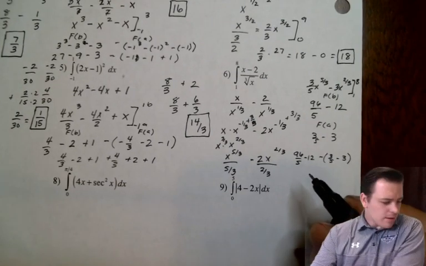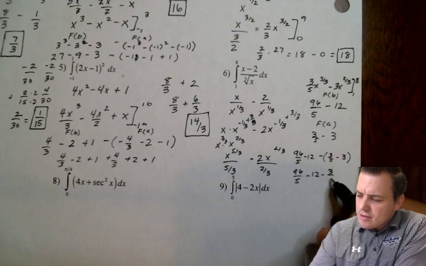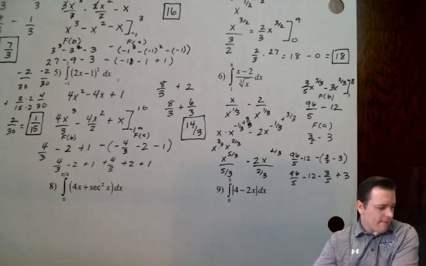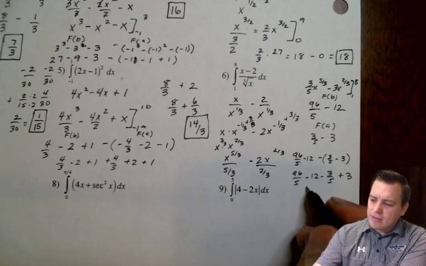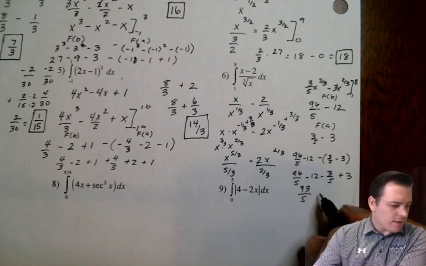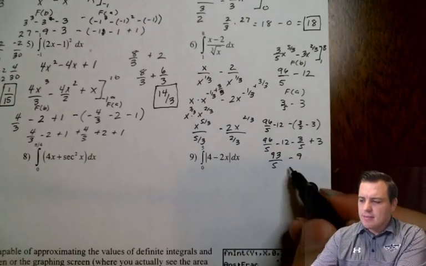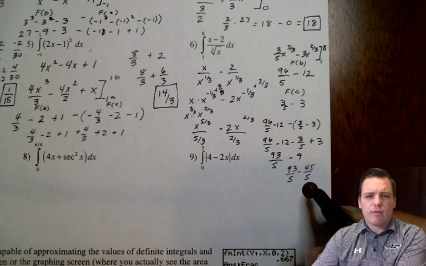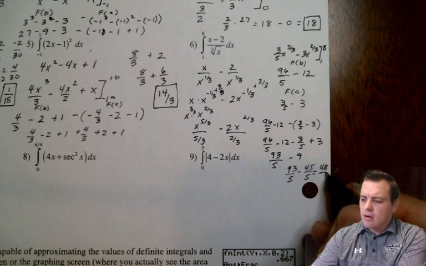So that would be 96 over 5 minus 12 minus 3/5 plus 3. That'd be 93 over 5 when I put those two together, and then minus 9. 9 is the same thing as 45 over 5, so 93 over 5 minus 45 over 5. And then you subtract those and you should get 48 over 5.